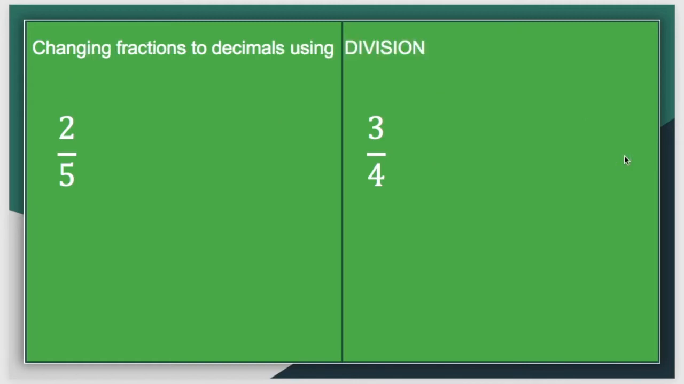In the last video, we learned that a fraction can be expressed using division. So if we have 2 over 5, it follows that it means 2 divided by 5. So in that case, we can use the long division process to convert this fraction into a decimal. So let's divide 2 by 5.